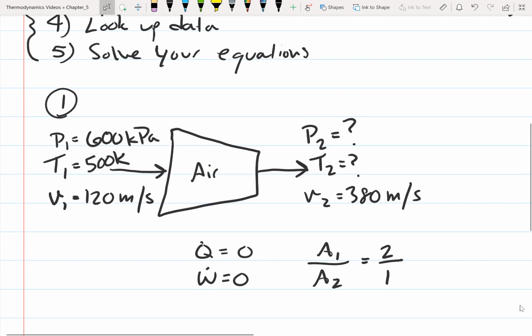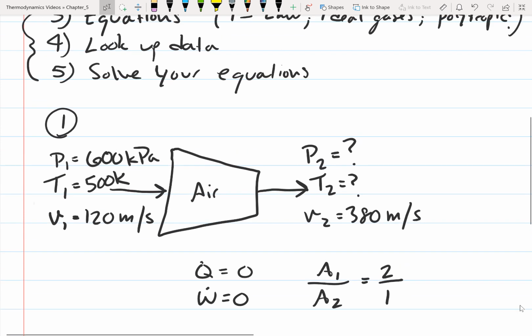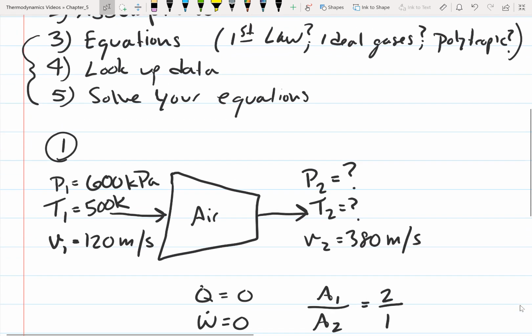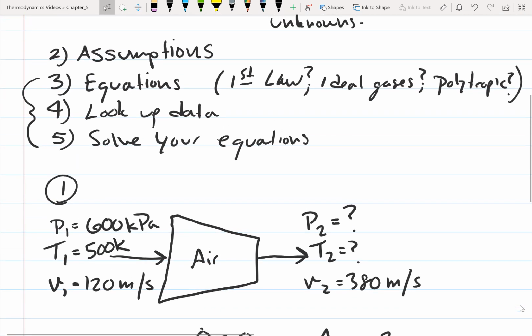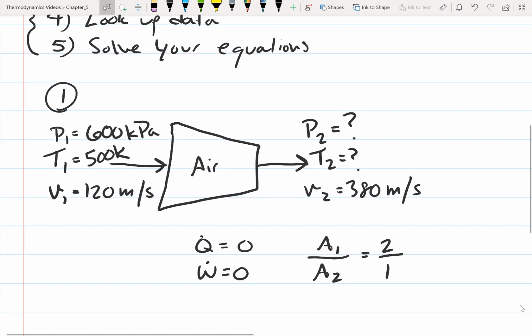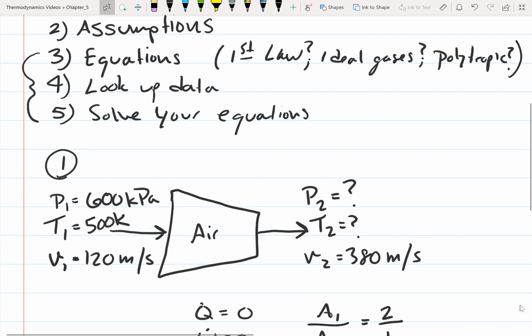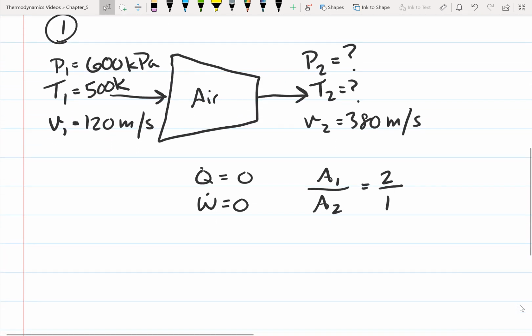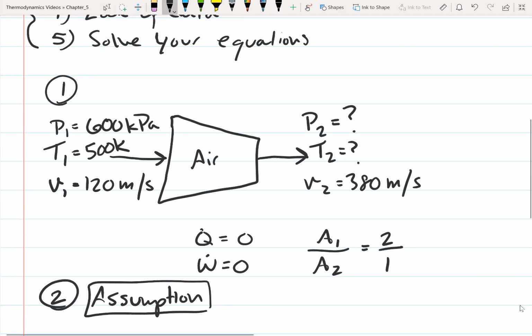Okay, so I think that is most of our information. There might be a few more things that we need to look up as we go along, but this is basically our problem information, drawing. We have a pretty clear idea of what we're solving for, the pressure and temperature at the outlet. Now the next step is to write down some assumptions. So number 2, assumptions. I'm just going to call this problem setup.